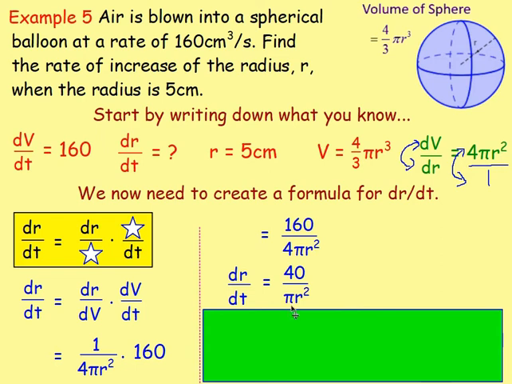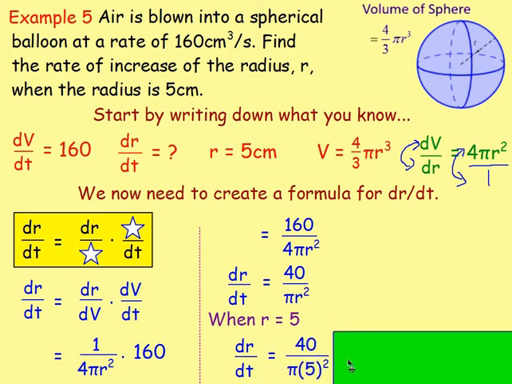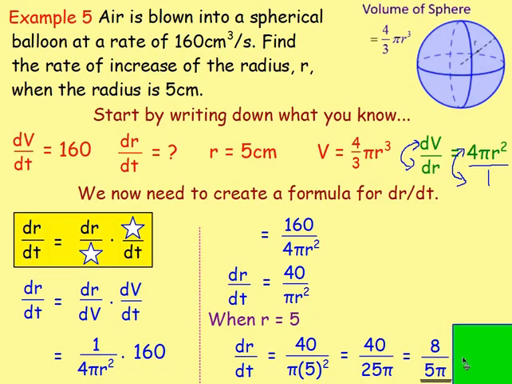Where do we go from there? Does anybody have any ideas? Brilliant. What you can do is, you know r equals 5, so replace the radius r with 5. Therefore, dr by dt would equal 40 over pi times 5 squared, which is going to be 40 over 25 pi. And if you tidy that up, Carol, you end up getting, good, you would get 8 over 5 pi.